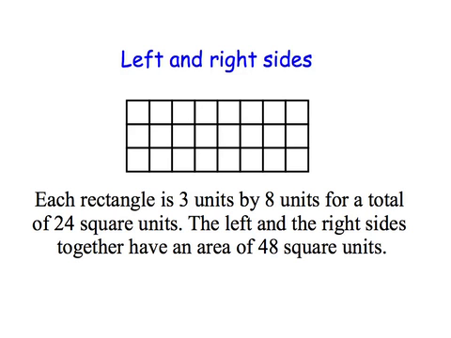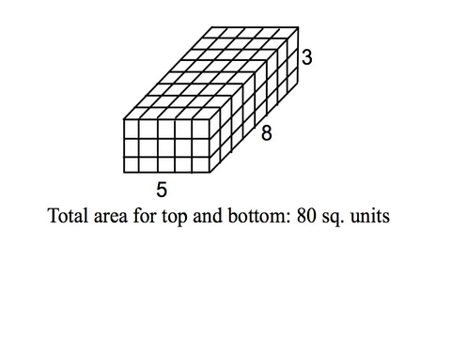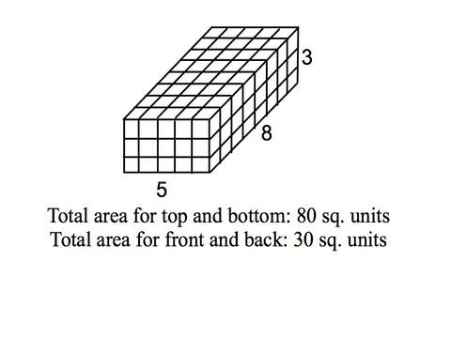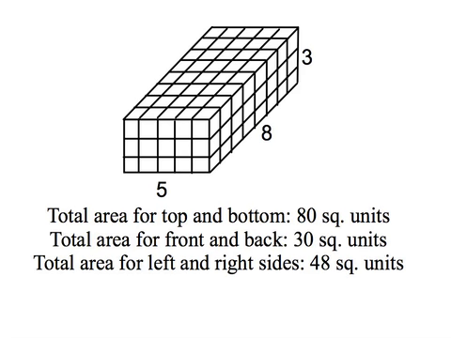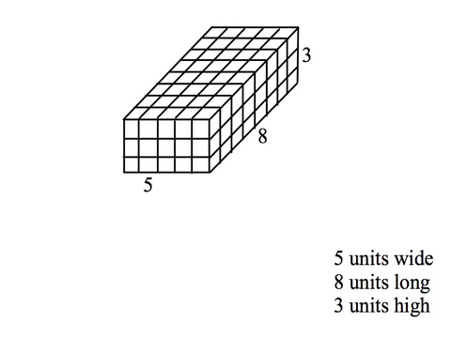Well, we're back to our box again, and we're going to write that the total area for the top and the bottom together is 80 square units. The front and the back together 30 square units, and the left and the right sides together 48 square units. We add all those up, and we get that the total surface area for this box is 158 square units. Well, here's another way to do it.